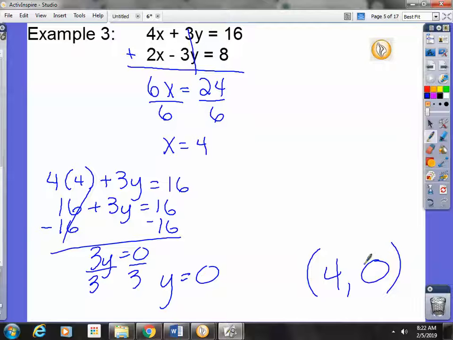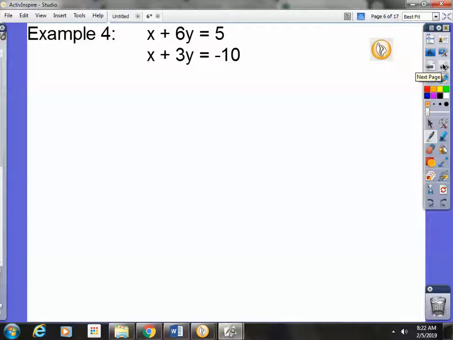Alright, so sometimes we're not going to have opposite terms and we need to explore what we're going to do when that occurs. So look at this example with me. x plus 6y equals 5, and x plus 3y equals -10. You see what I mean? We don't have opposite terms, do we? If we add these two equations together, the x's aren't going to cancel out, and neither are the y's.